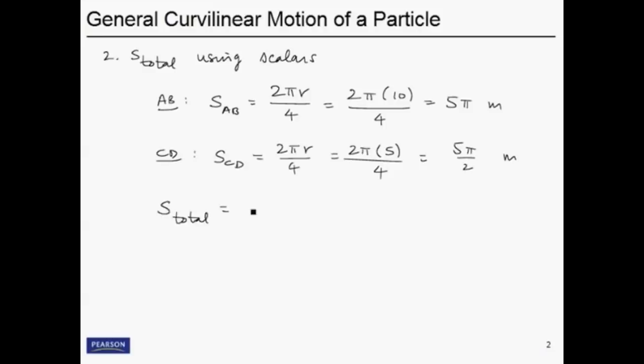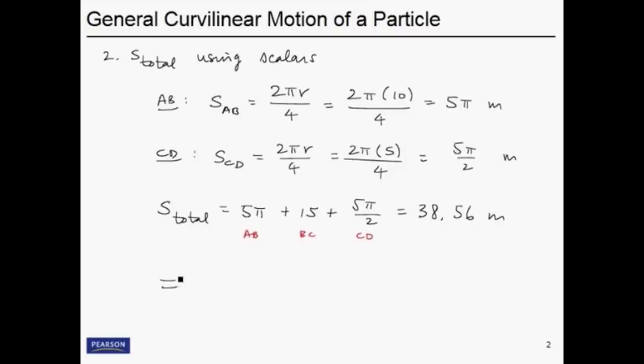S total is going to be 5 pi plus 15 meters plus 5 pi over 2 meters. Just to be clear here, this is segment AB, this is BC, that's CD. That all ends up, once we do the math, adding up to 38.56 meters.